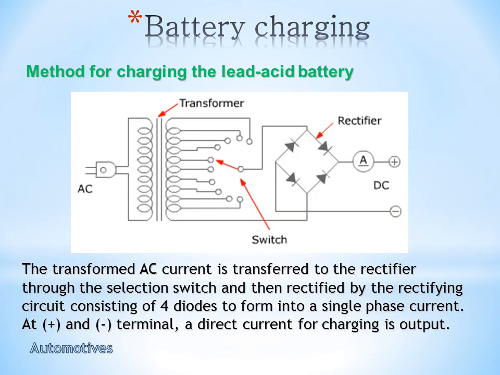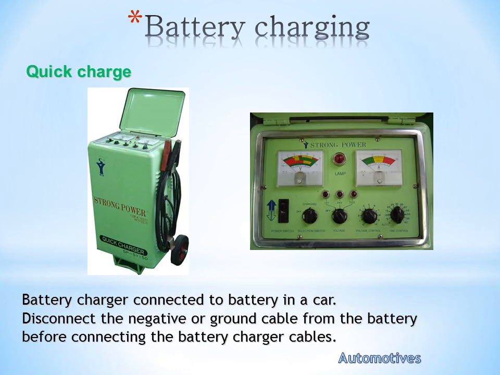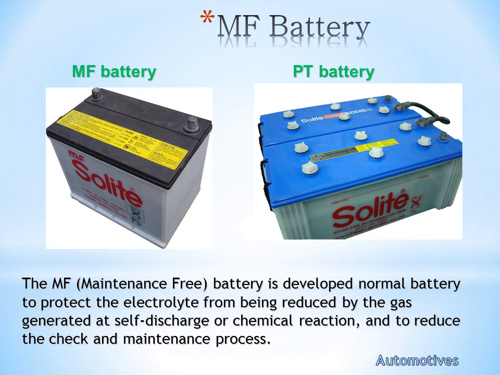Battery charging. Method for charging the lead acid battery. The transformed AC current is transferred to the rectifier through the selection switch and then rectified by the rectifying circuit consisting of 4 diodes to form into a single-phase current. At positive and negative terminal, a direct current for charging is output. Quick charge. Battery charger connected to battery in a car. Disconnect the negative or ground cable from the battery before connecting the battery charger cables. MF battery. The MF, maintenance-free, battery is developed from the normal battery to protect the electrolyte from being reduced by the gas generated at self-discharge or chemical reaction, and to reduce the check and maintenance process.